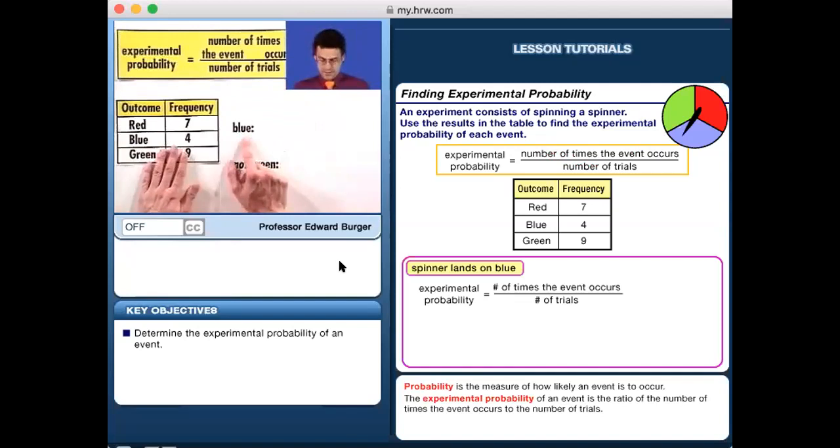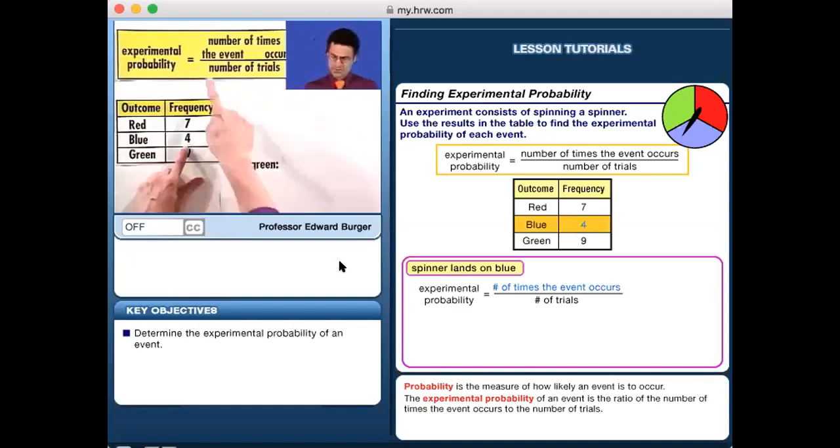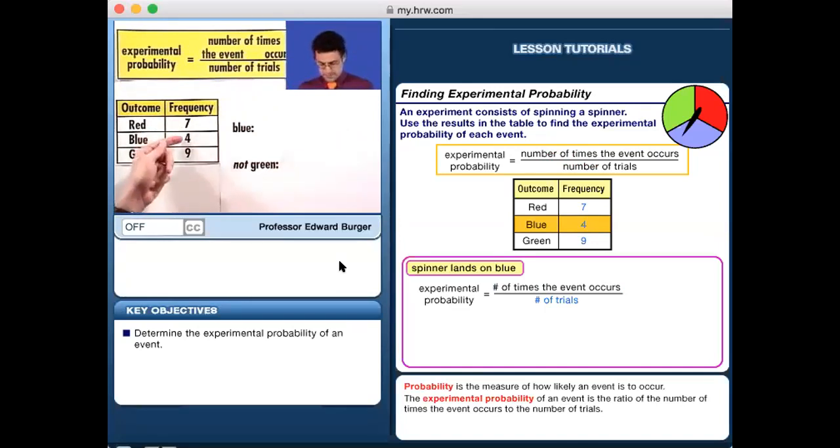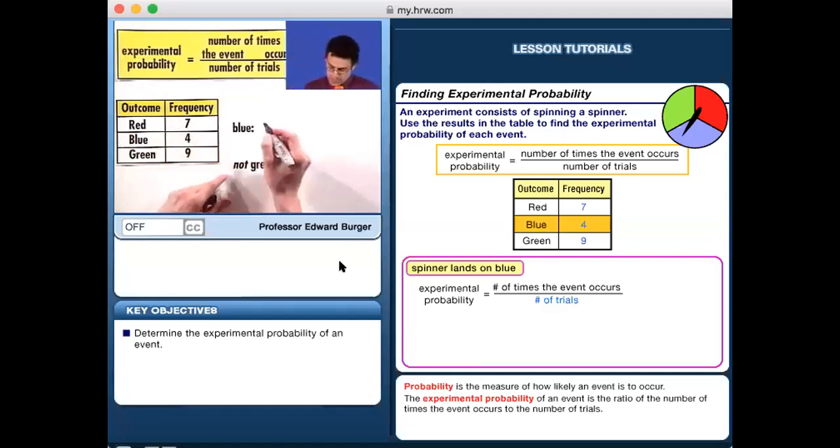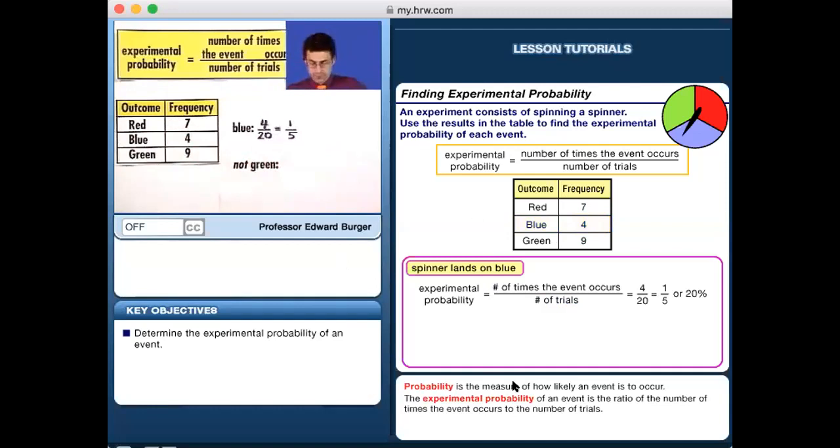Well, how would we compute this? We take the total number of times that event occurs, blue, that's going to be 4, and we divide it by the total number of trials. How many trials do we have here? We have 4 and 9 is 13, and 7 is 20. So we see a total of 20. So I see 4 divided by 20, which simplifies down to 1/5, or 20% probability. So that is the experimental probability for blue.